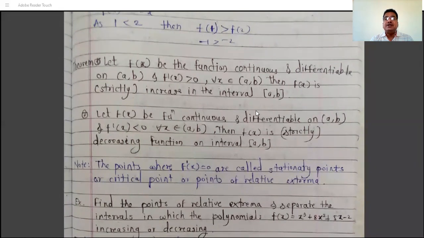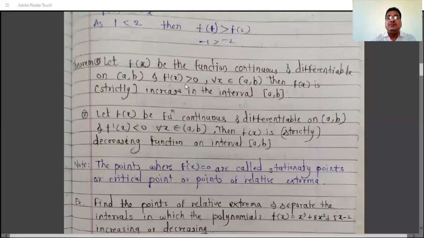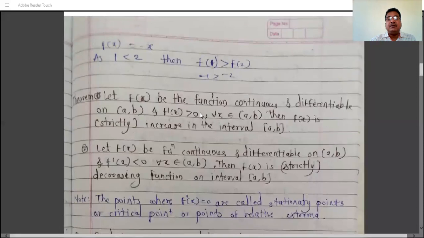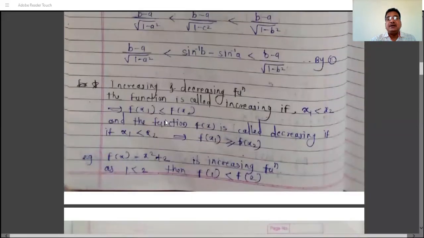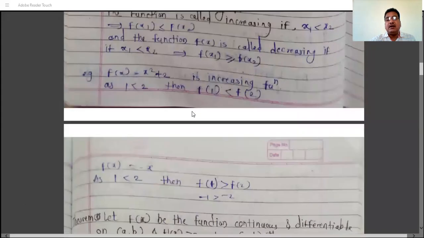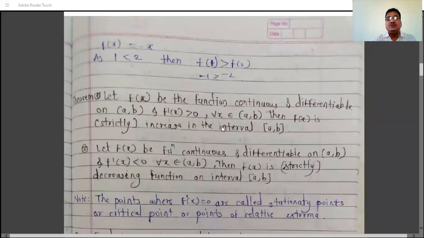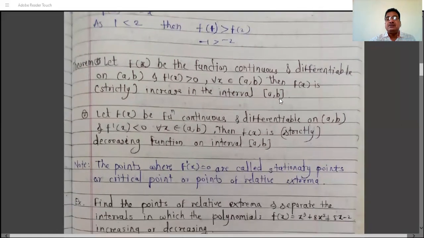So we say the function is strictly increasing if the derivative of the function is greater than 0 for all the points that lie in that interval, f dash x is greater than 0 for all x belongs to the open interval (a,b). So this is another format of the definition. By using this theorem, we can show the function is increasing. That is, find its derivative, and show f dash x is greater than 0 for all x belongs to that open interval (a,b). Then we say the function is strictly increasing in the closed interval [a,b].